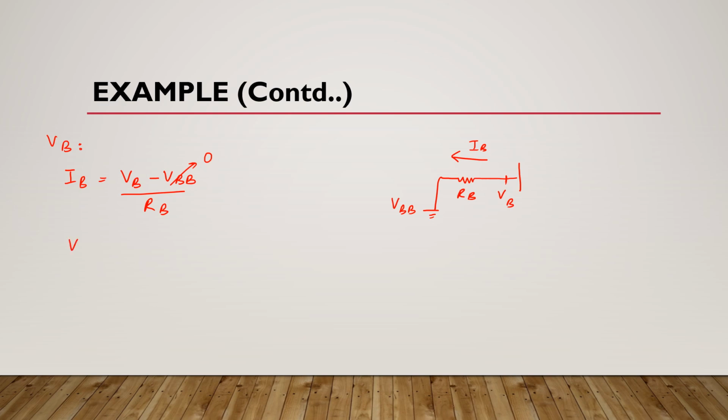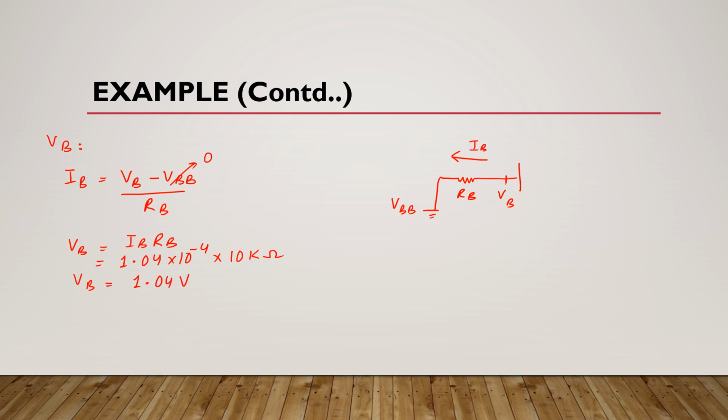It means VB is equal to IB times RB. Here IB is 1.04 times 10 raised to the power minus 4 and RB is 10 kilo ohms. After solving this, you will get VB equal to 1.04 volts.